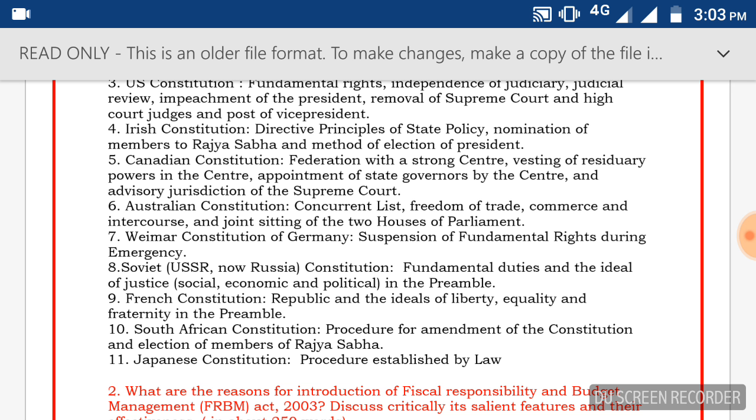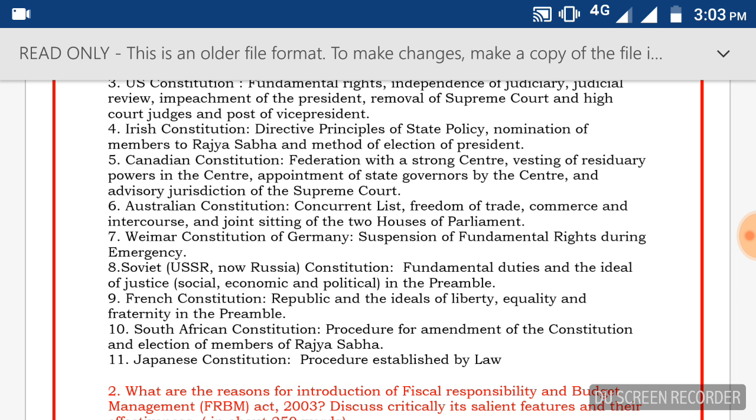Weimar constitution of Germany: suspension of fundamental rights during emergency. Soviet USSR, now Russia. From this constitution we have copied fundamental duties that come under article 51A. Next is the ideal of justice, that is social justice, economic justice and political justice in the preamble. This is also copied from the Soviet constitution.